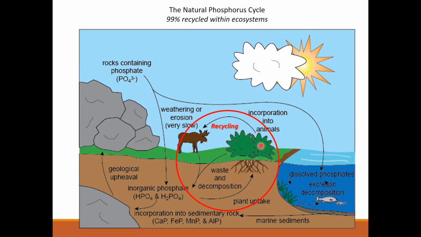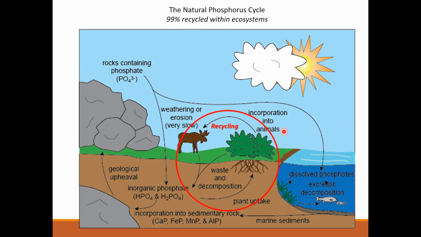So some of it is going to move into plants, some of it into animals, but then there's this recycling happening between plants and animals in real time. So most of the phosphorus moving through systems in a human time frame is going to be recycled between animals and plants in a natural cycle.